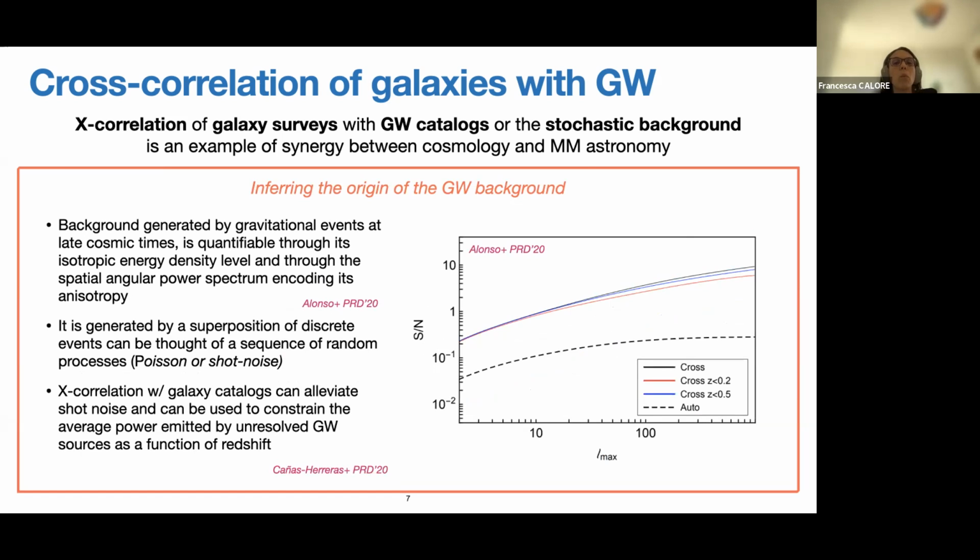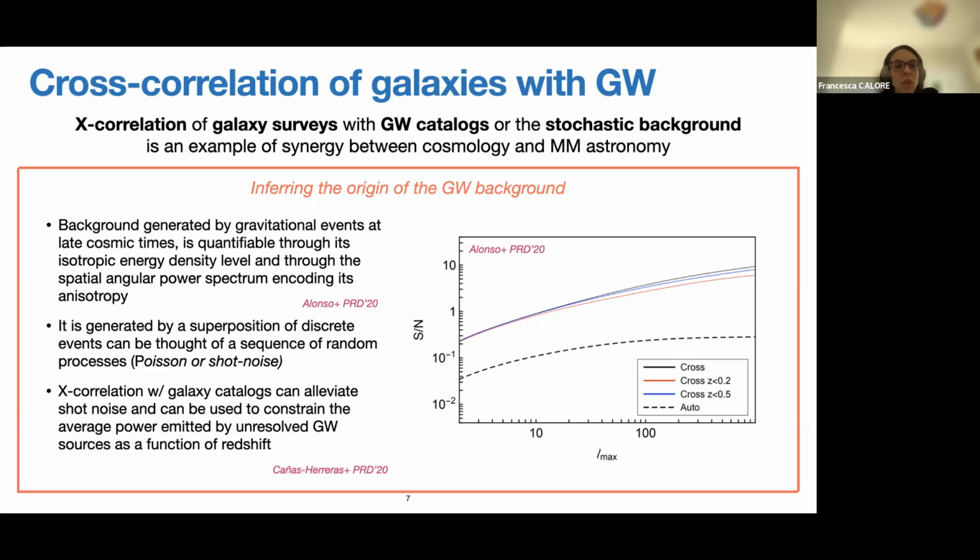So finally, another way the cross-correlation has been exploited in the literature is not by cross-correlating galaxies with the gravitational wave events, but rather with the gravitational wave background. There should be a background of gravitational waves generated by gravitational wave events that are too faint, or not loud enough, to be detected by the interferometers.